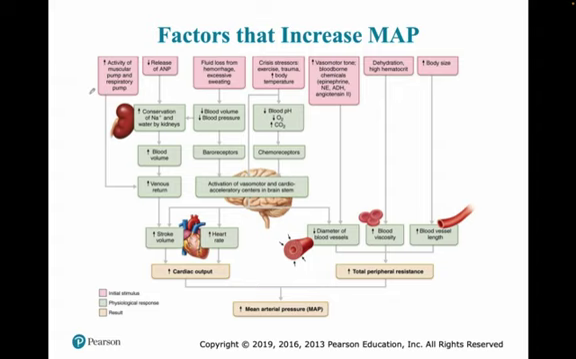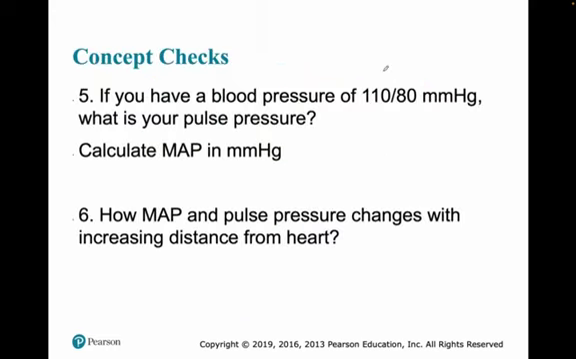This is basically the summary of what we just discussed. What are all the factors that can increase your MAP? All right, so quick check. If you have a blood pressure of 110 by 80, what is your pulse pressure? It's simply the difference between the two, and then you calculate the MAP. We discussed this in detail, so go back a couple of slides and do that. How do MAP and pulse pressure change with increasing distance from the heart? Simply, it will decline, right? The farther you go from your heart, your blood pressure is always going to decline.